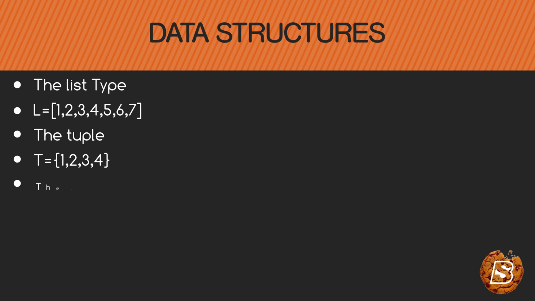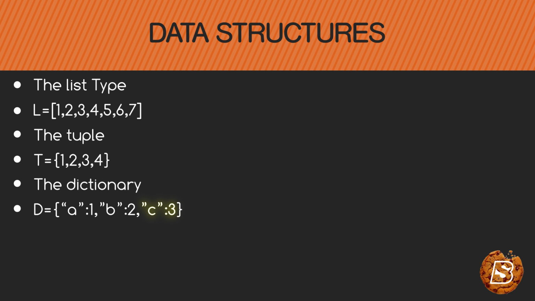The other data structure is dictionary, and this is a key value pair. So we have a key value pair within curly brackets. That's A:1, so A is the key and 1 is the value associated with the key. Similarly, we have B:2, C:3.